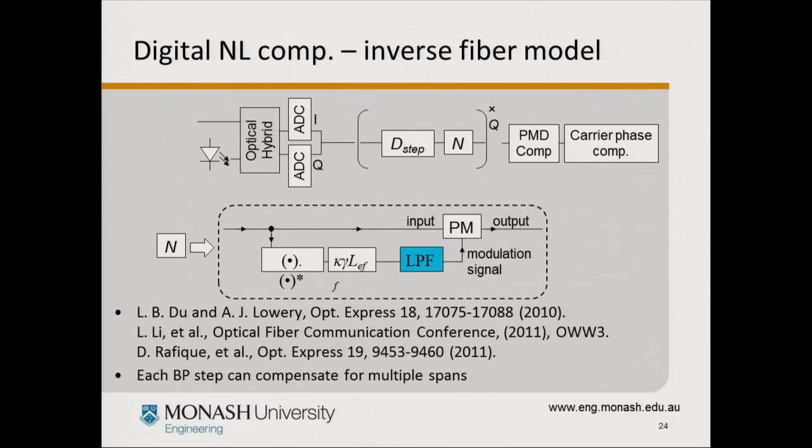One of the methods that was shown to be capable of this is to use this low-pass filter again. So once again, we introduce the effect of a low-pass filter, to remove the high frequency intensity fluctuations, because they are suppressed by chromatic dispersion anyway. And this allows you to compensate for multiple spans per step.